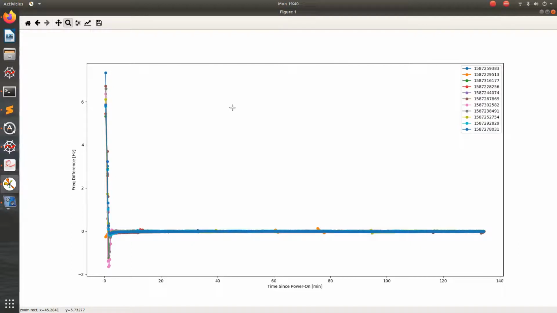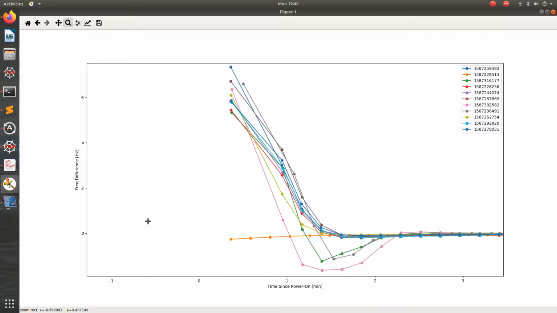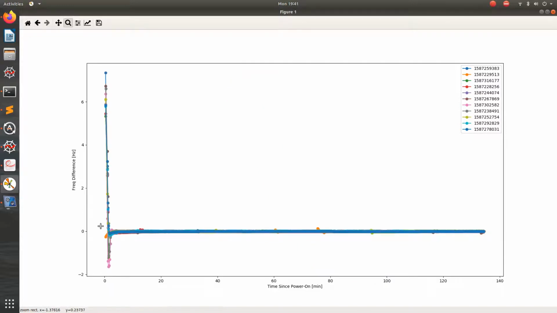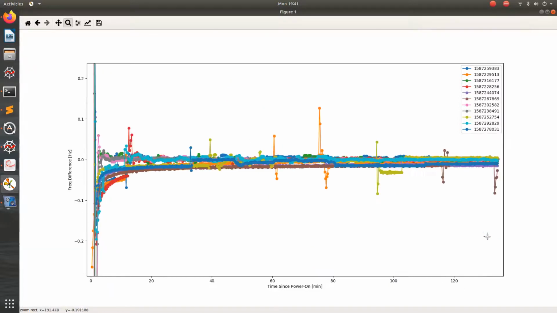So this is the output of the whole thing. It's the plot of a couple different runs, and we're plotting the frequency difference between the two oscillators as a function of time since turning on the power. So we can see that when you first power it on they start off by about 6 hertz or so. And if we zoom in on this early region here where they're converging pretty quickly, we can see that it gets down to within 1 hertz or so of each other by about 2 minutes, or for sure by 3 minutes.